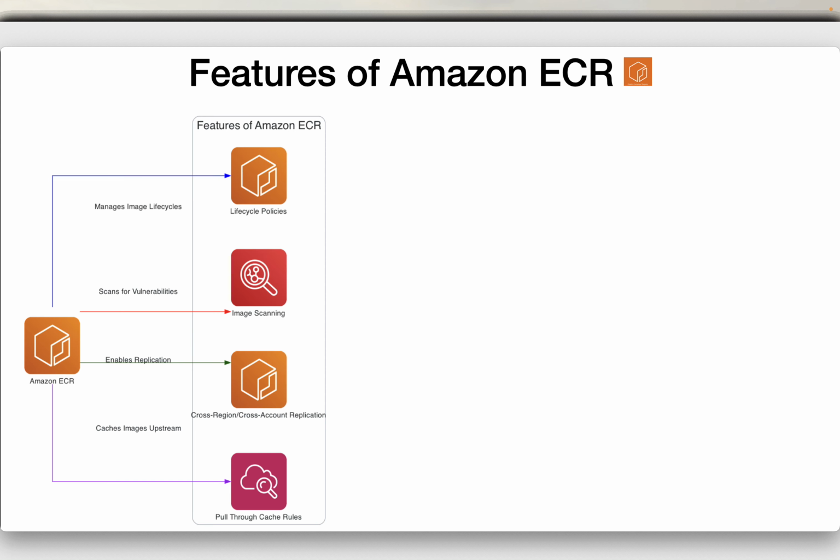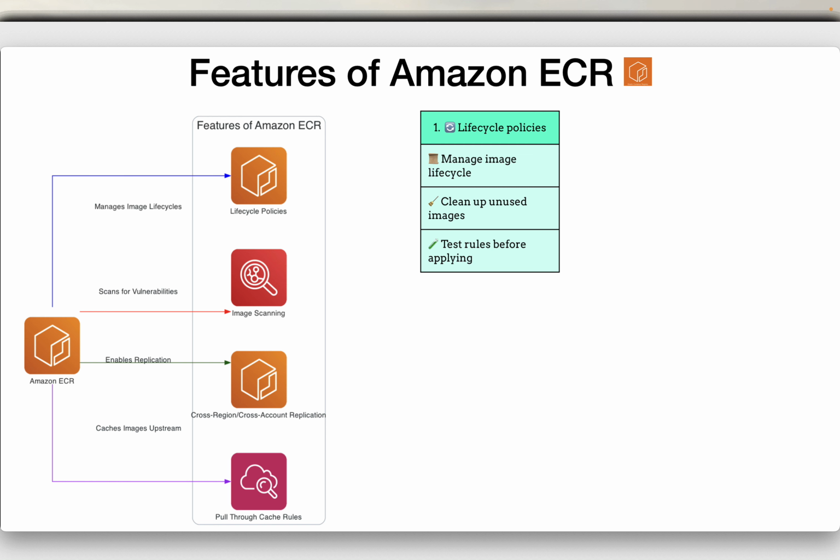Okay, features of Amazon ECR. One, lifecycle policies. Lifecycle policies help with managing the lifecycle of the images in your repositories. You define rules that result in the cleaning up of unused images. You can test rules before applying them to your repository.